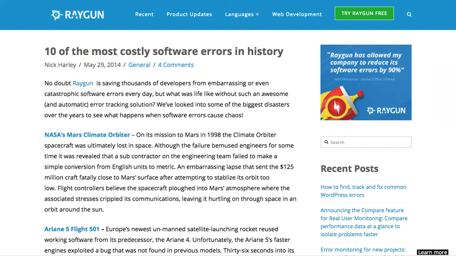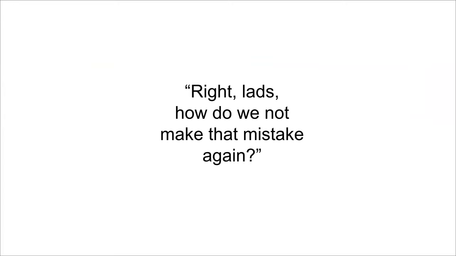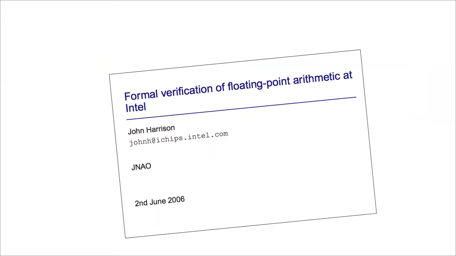And so you can imagine the conversation inside Intel, right? They were like, okay, how do we not make a $475 million mistake again? Let's put a little bit of research money towards formal verification. And that is where papers like this started to come from. They said, let's formally verify our CPUs to make sure that these bugs do not exist.